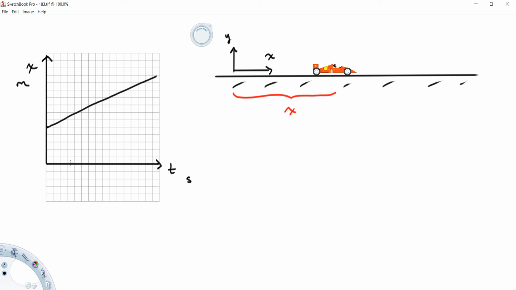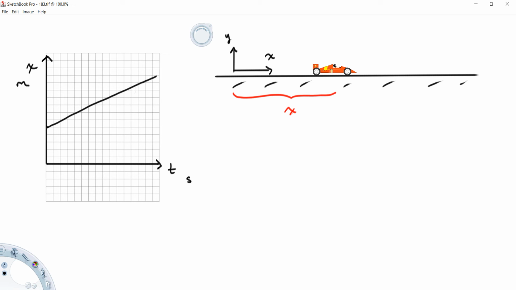And you notice that basically every second that goes by, if I start here on the graph, a second goes by, x got a little bit bigger. Second goes by, x got a little bit bigger. Second goes by, x got a little bit bigger. As time goes on, the x coordinate's getting larger, indicating that this car is moving.